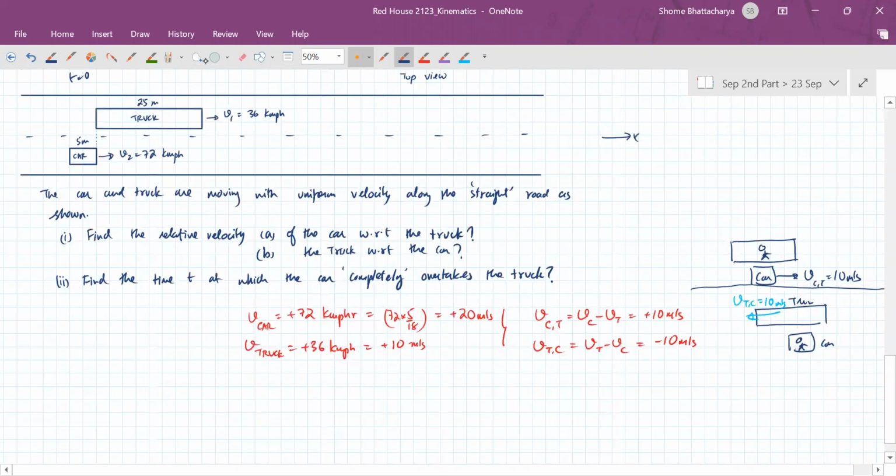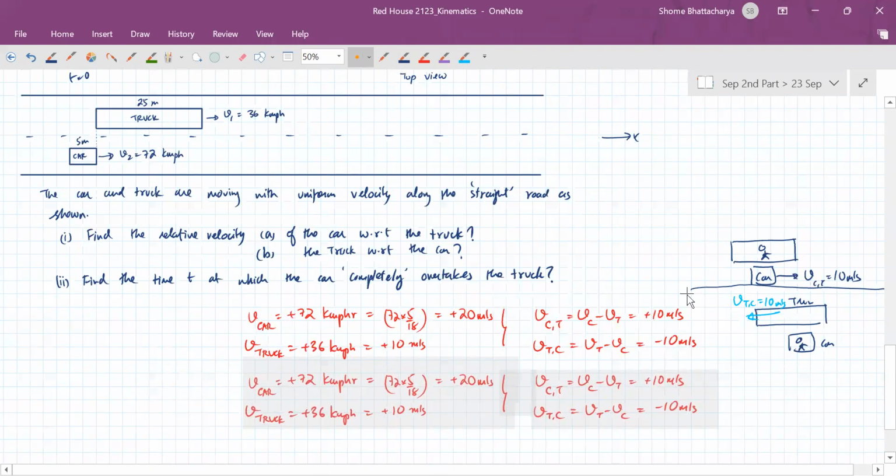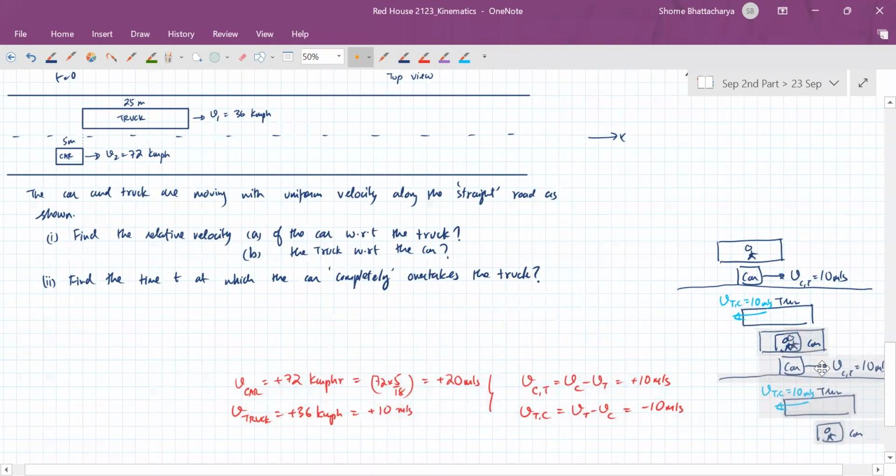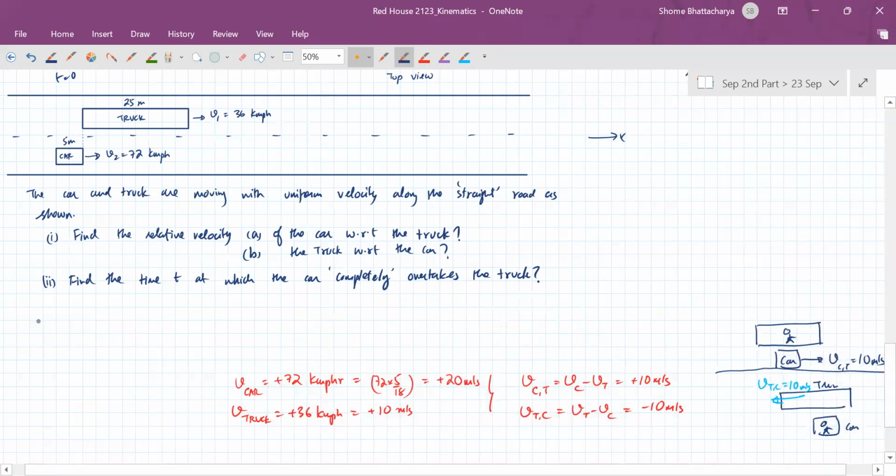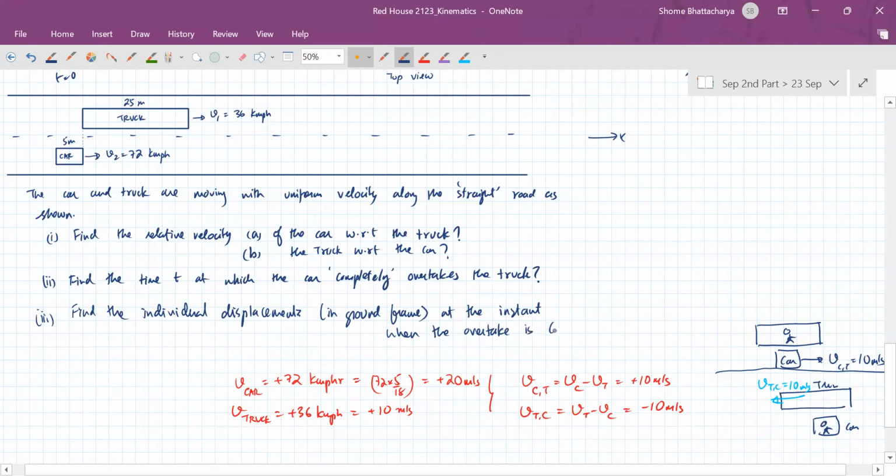We will also add one more part to this question. Find the individual displacements, that is in ground frame, at the instant when the overtake is completed.